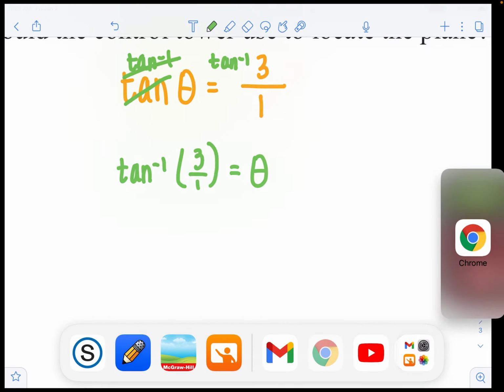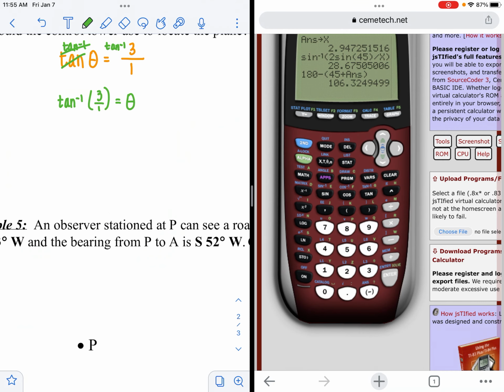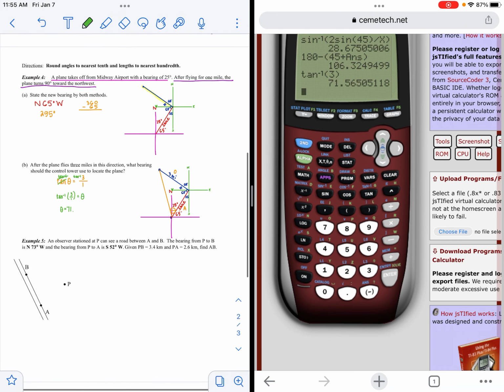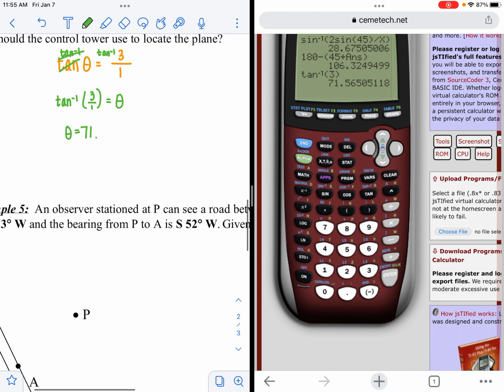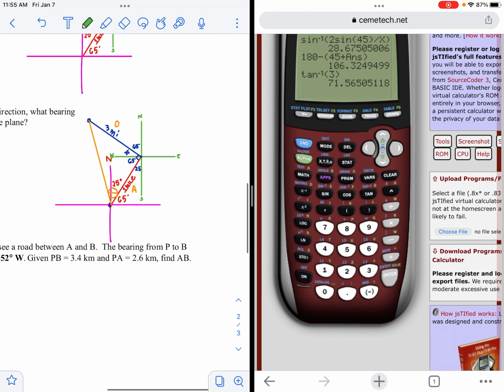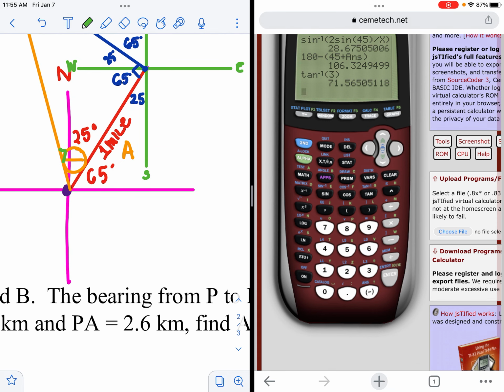Let me pull up my calculator. Tangent inverse of 3 divided by 1, which is just 3. Hit enter, and I get theta is 71 point, what did it say to round to? Angles to the nearest tenth, 71.6 degrees. Okay, but that's not my answer, right? Because I just got that this is 71.6 degrees.